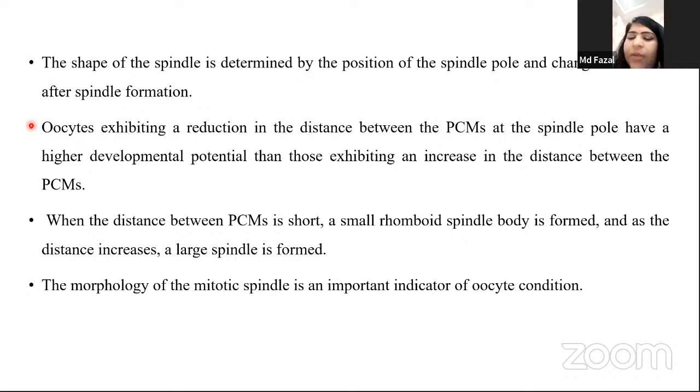When the distance between the plasma membrane is short, a rhomboid or spindle body is formed. When the distance increases, that will form a large spindle. And the morphology of the meiotic spindle is important for the oocyte. Yeah, so as I told you, the meiotic spindle has to be at a specific site and has to be below the polar body. And when we are seeing, the distance should not be too high. It should be close to the plasma membrane. Only then there is going to be an equal distribution. Next slide.